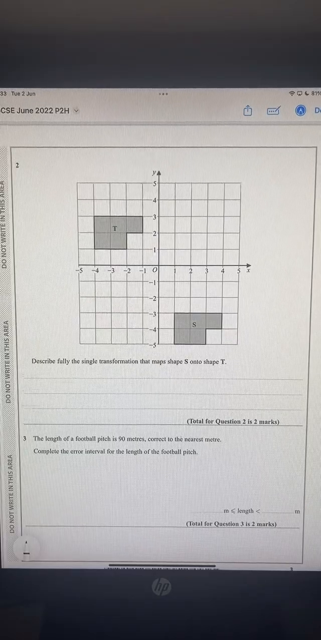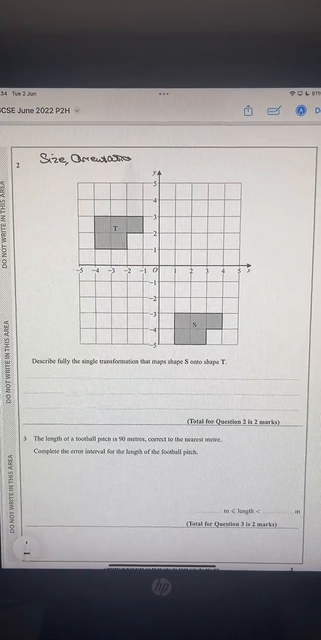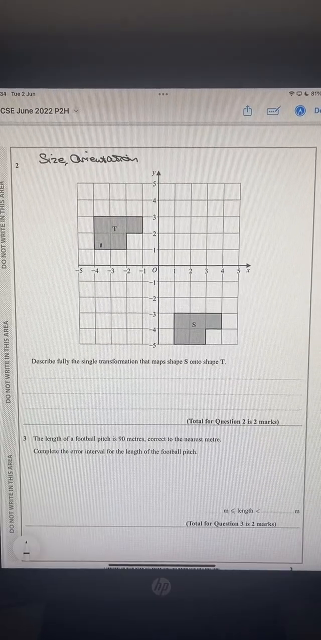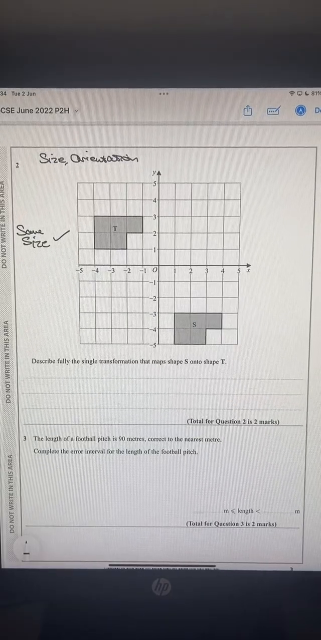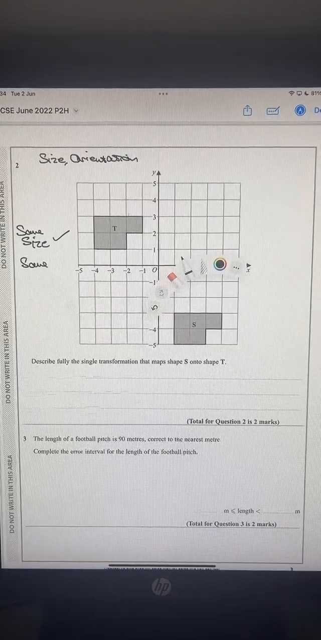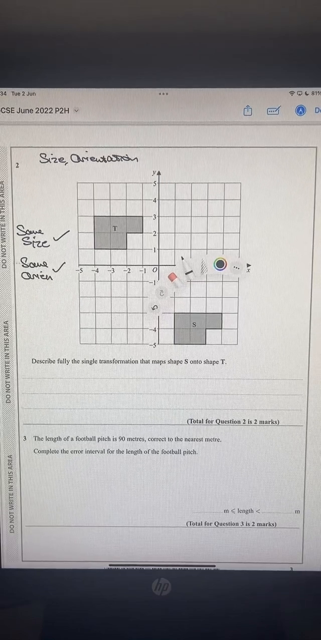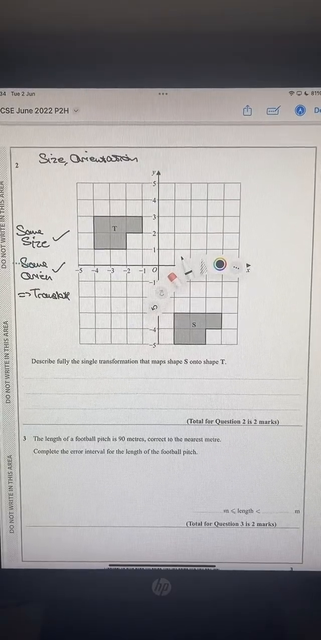Okay, so the tricks are you need to check a few things. You need to check their size and their orientation. Orientation as in how do they look? If it's the same size, we know it's not an enlargement. Here they are the same size, because if you look at the side lengths, 3 and 3 there, cool. And they are the same orientation, so we know it's not a rotation. So the only thing it could be is a translation.